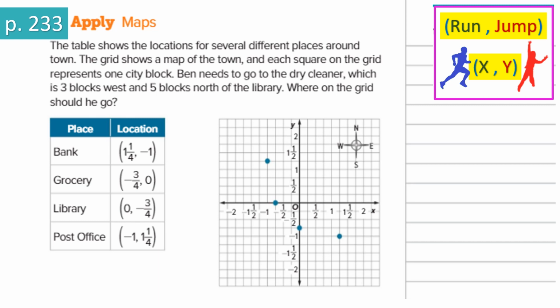The table shows the locations for several different places around town. The grid shows a map of the town, and each square on the grid represents one city block. Ben needs to go to the dry cleaner, which is 3 blocks west and 5 blocks north of the library. Where on the grid should he go? So when I start looking at all these different points, we have 4 different points, but we know where we need to go and that we need to start at the library.